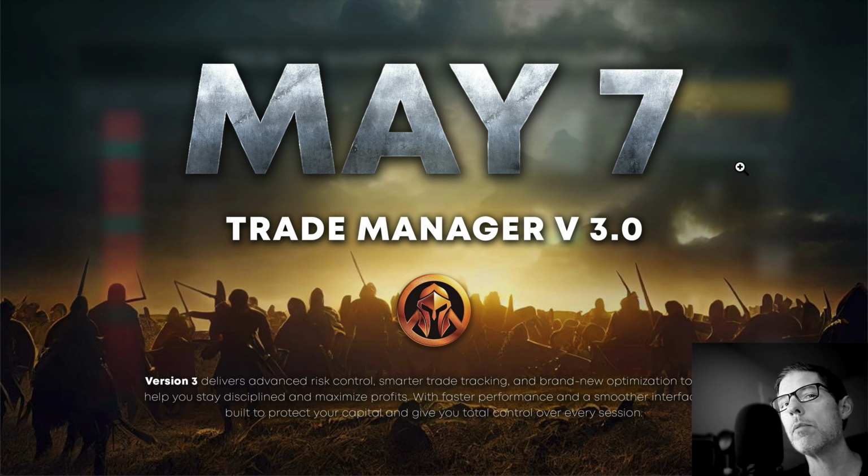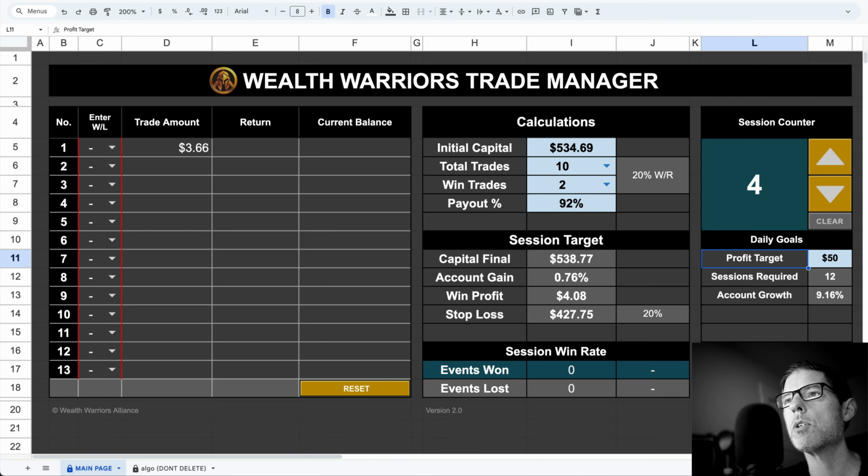And it's a much smoother interface. The whole thing is built to protect your capital. That's the main thing here, guys. When you have losses, if you had more than 1, maybe 5 losses in a row, what are you going to do, right? I mean, that's what the Trade Manager is built for. It's just built to handle those losses because nobody wants that.